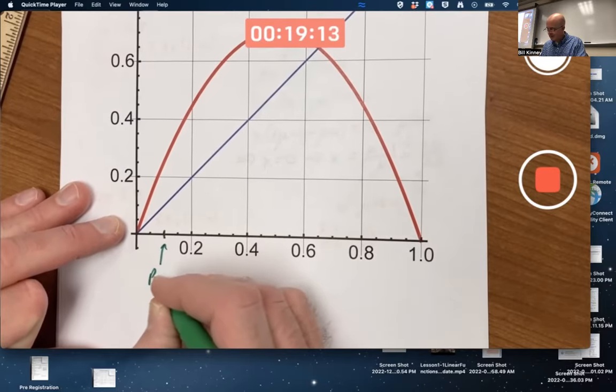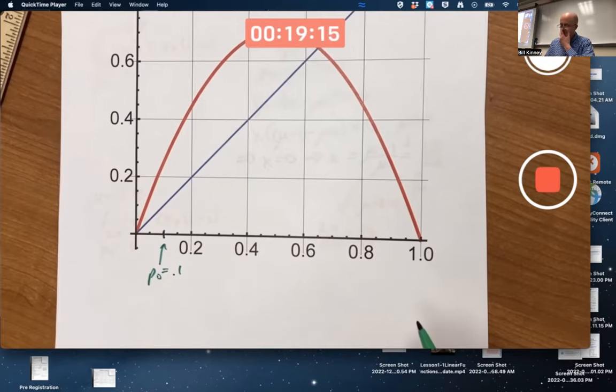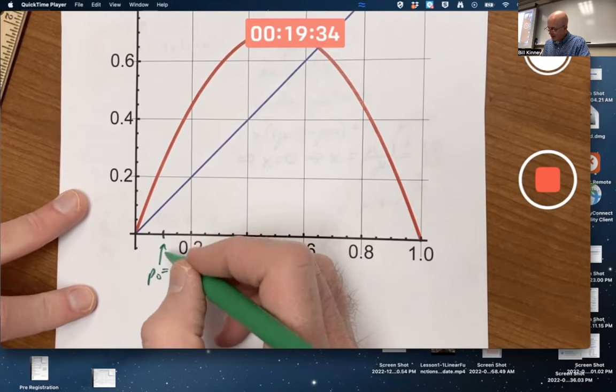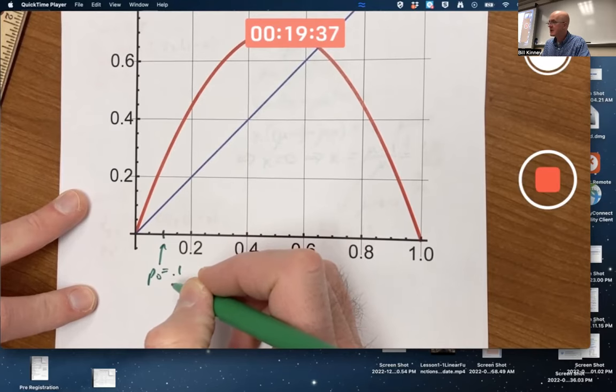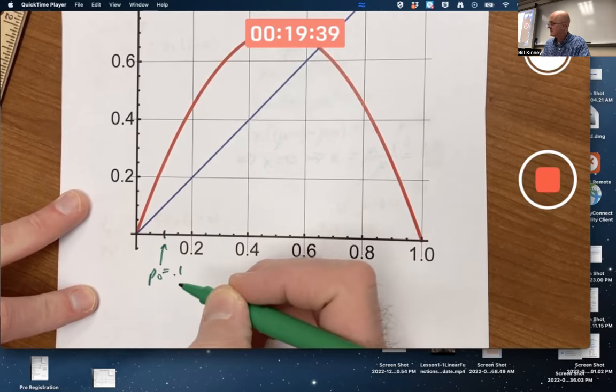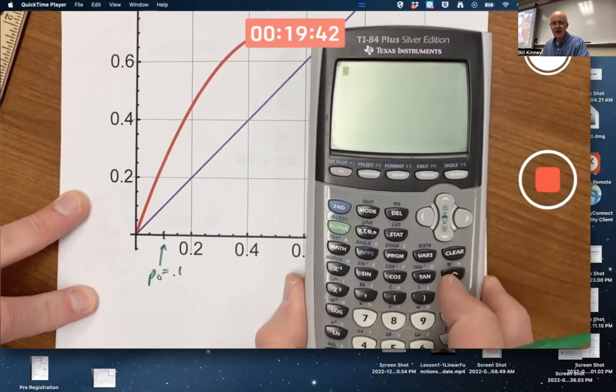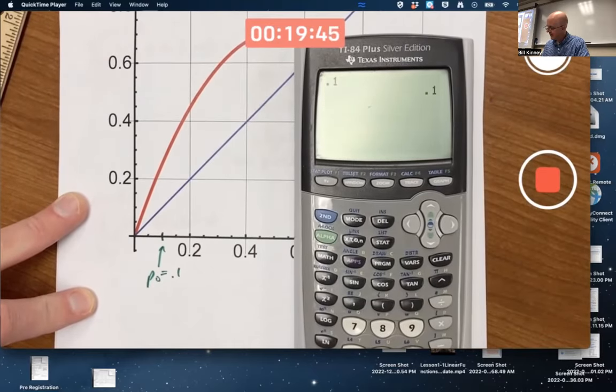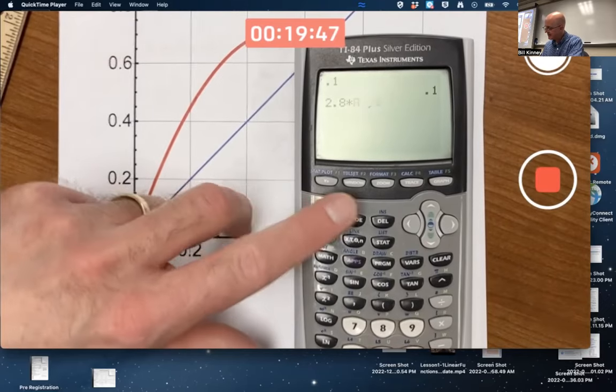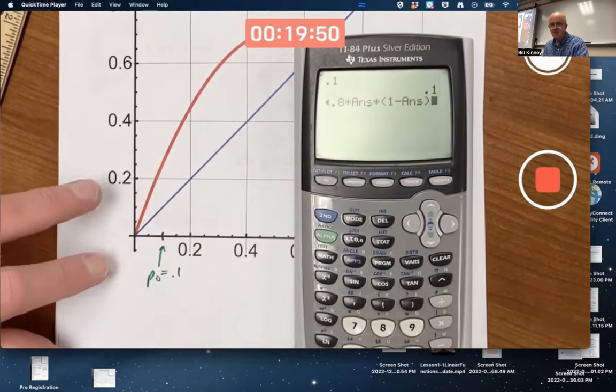P0 is 0.1. We're trying to visualize what's going on here. We're trying to understand what we saw with the calculator visually. This is now no proof of anything. It just is intuitive understanding. So what do you do? You plug 0.1 into the function f to get the output. Let's go ahead and use the particular numbers again here. It was 2.8 times the previous answer times 1 minus the previous answer.